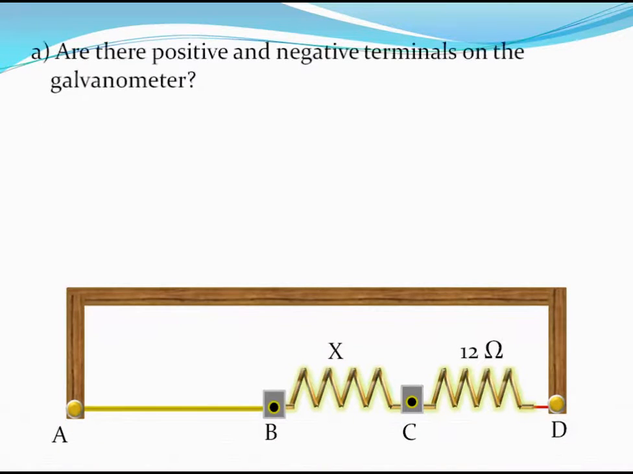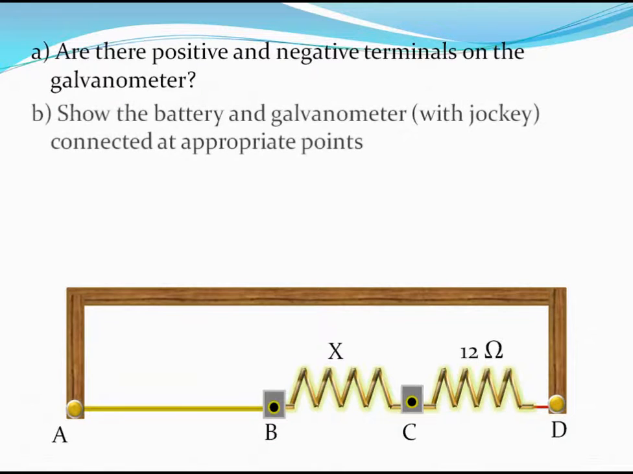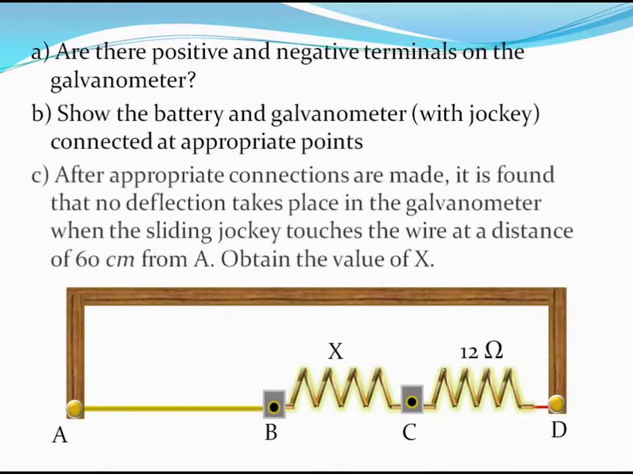Are there positive and negative terminals on the galvanometer? Show the battery and galvanometer with jockey connected at appropriate points. After appropriate connections are made, it is found that no deflection takes place in the galvanometer when the sliding jockey touches the wire at a distance 60 centimeters from A. Obtain the value of X.